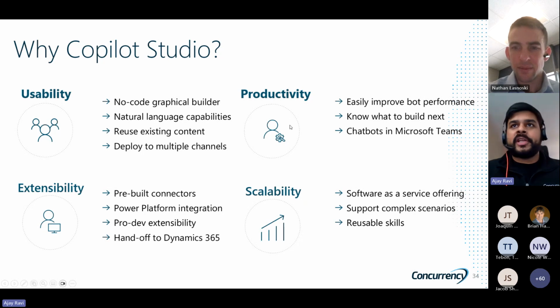And if you look at the productivity side of things, since it is built on top of Power Platform, you can easily improve the bot performance by looking at the analytics feature that is available in Copilot Studio. You can look at the performance, analyze, and then take iterative approaches to improve and increase the performance and add additional functionality. And you can also add that to Microsoft Teams, so that makes it pretty easy to use as well.